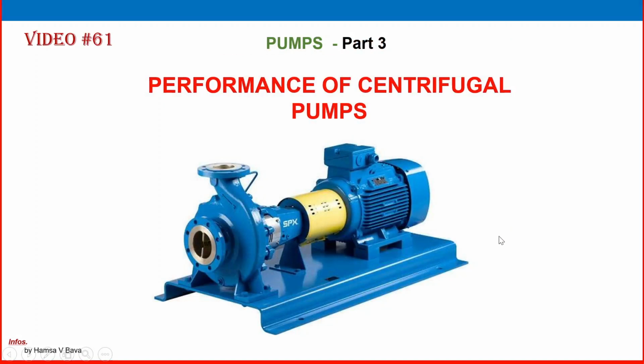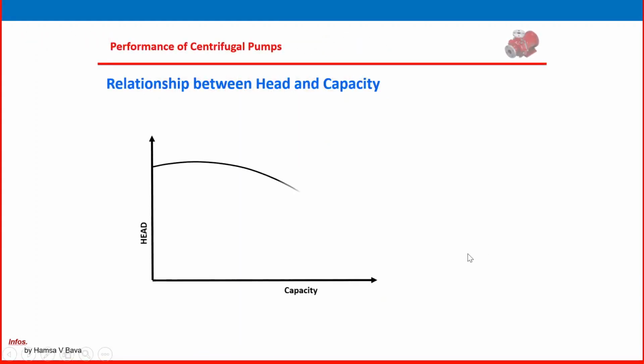Video 61, Pump Part 3, Performance of Centrifugal Pumps. In this video we are discussing the relationship between head and capacity, and the performance of centrifugal pumps: mainly how the pump is working and what different difficulties we face in pump operation, design conditions, head and capacity, then net positive suction head, and cavitation. These are the important pieces of information on centrifugal pumps we will discuss today.